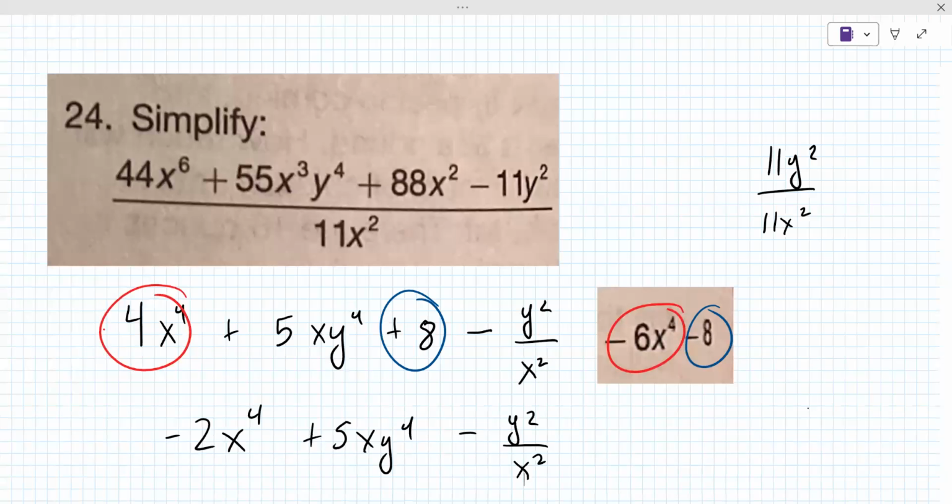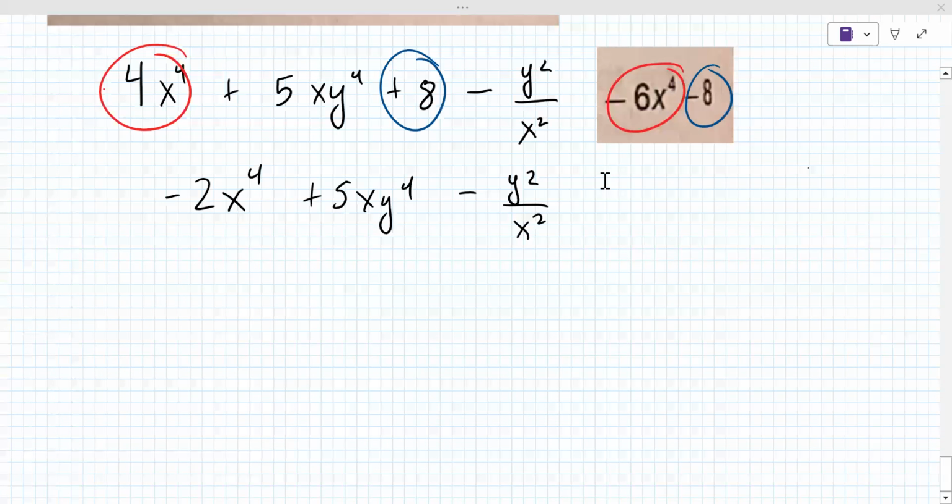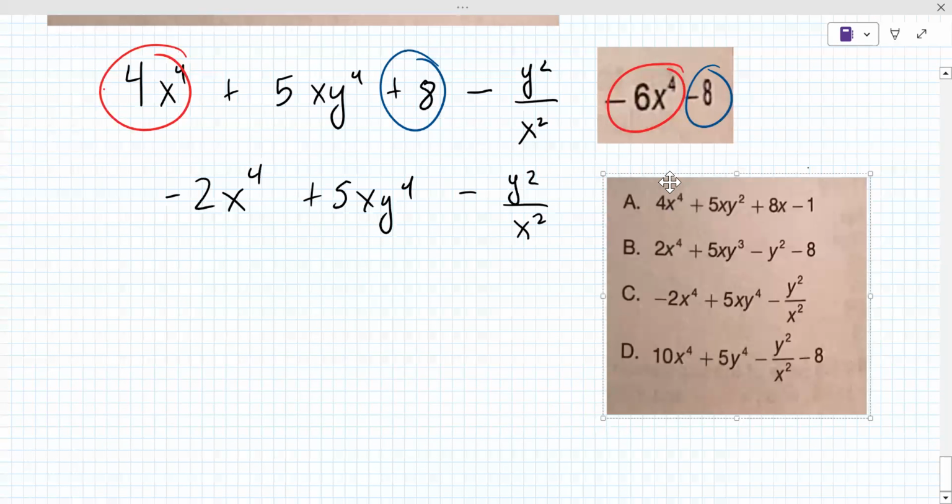Really good. So the challenge now again is, okay, you did all that, great. You still have to grab the correct answer. C. It is C. Good.